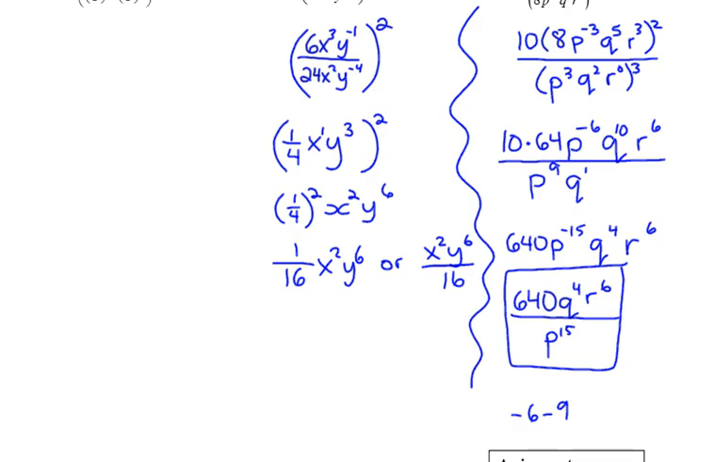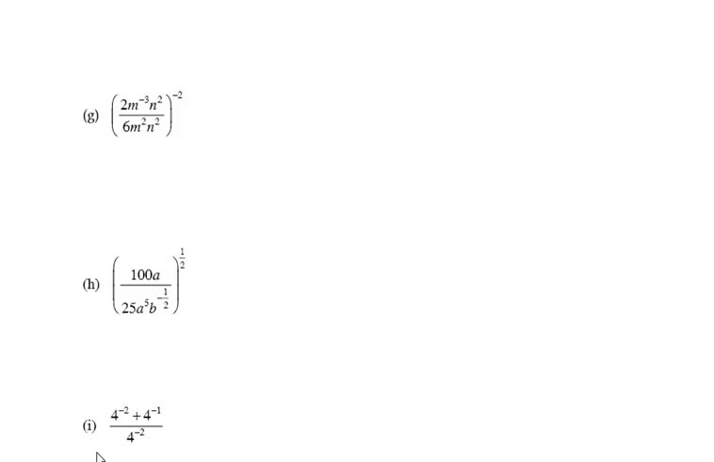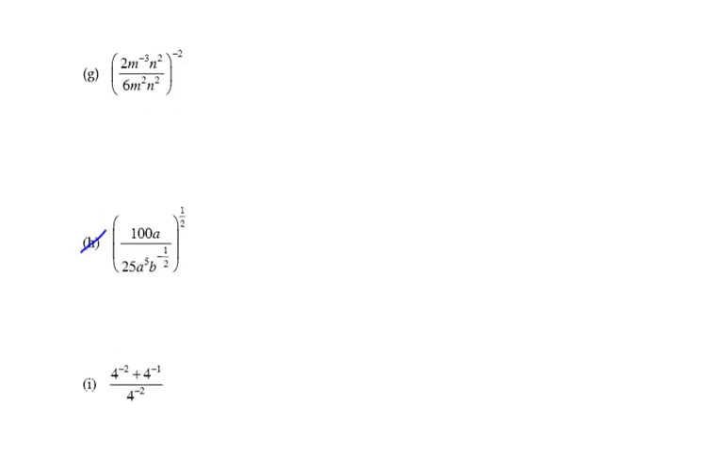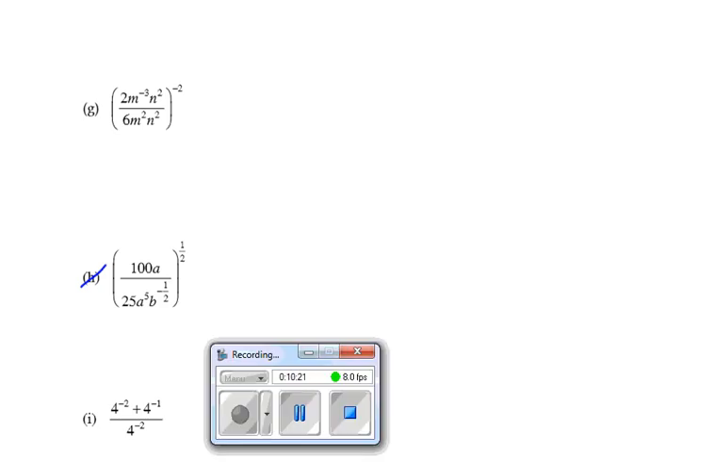Okay? All right, flip over to page 74. We covered H yesterday. So we're going to look at G, I, and J. Do you want to try G on your own right now? Okay, try G on your own, and then we'll go through it.